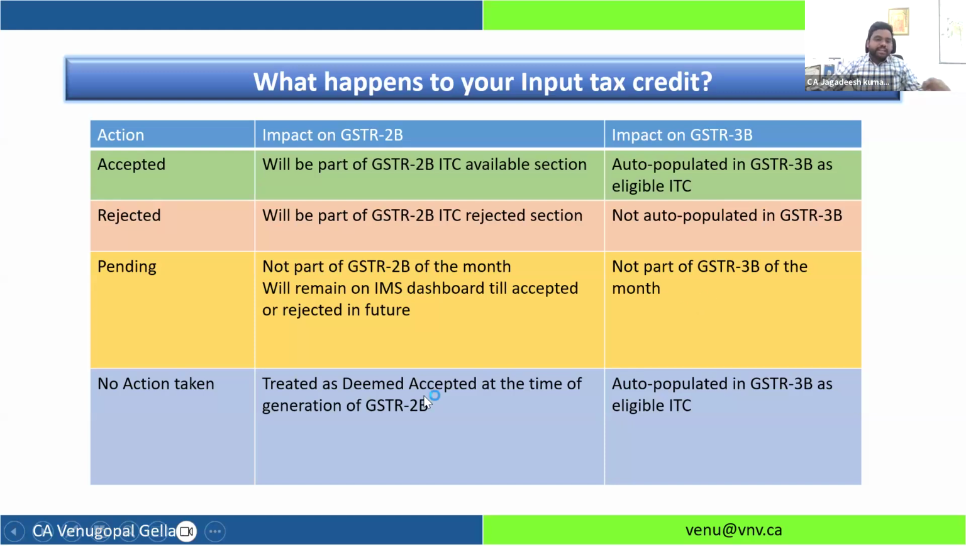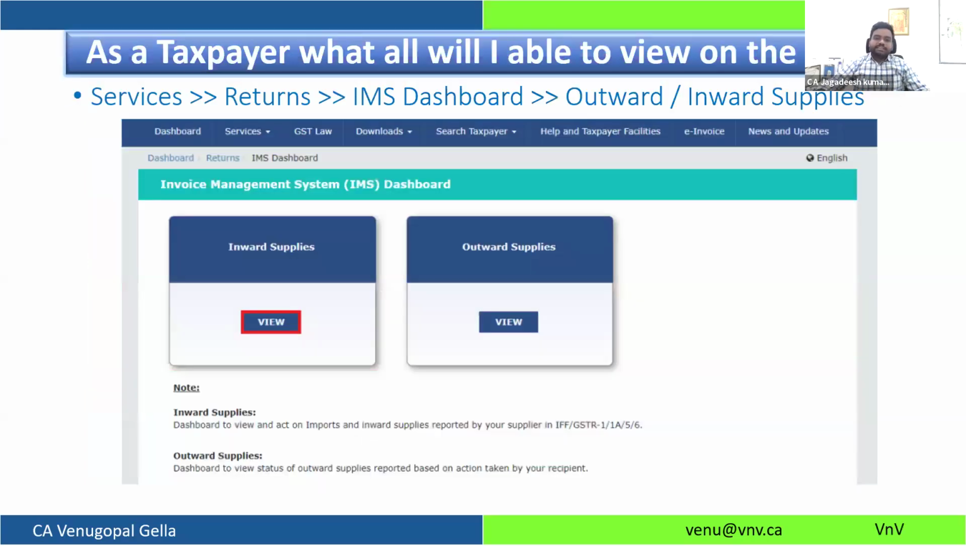If you have not taken any action, as I said earlier, it is deemed to be accepted. So obviously it comes to my 2B, and from there it will go to my GSTR-3B. Now we'll see the dashboard, the interface in the GST portal.